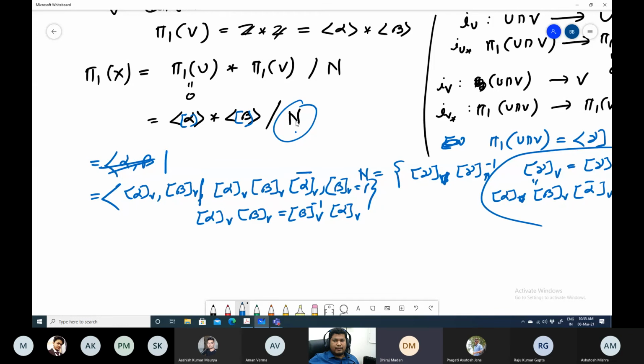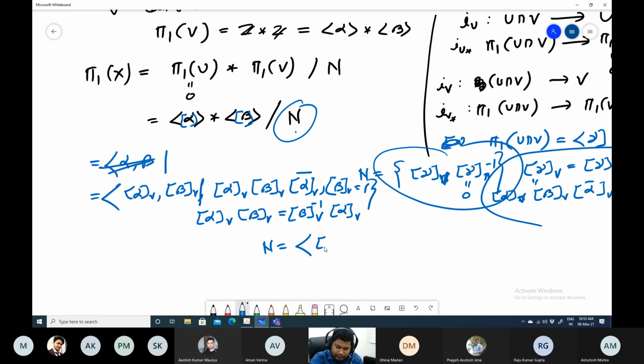So when gamma v equals gamma u, that is set to identity. Now this is generated by this one. But we know that this group is 0. That means N is basically generated by this group, say alpha, beta, alpha bar, beta bar. Sorry, alpha bar, beta. N is actually generated by this group.